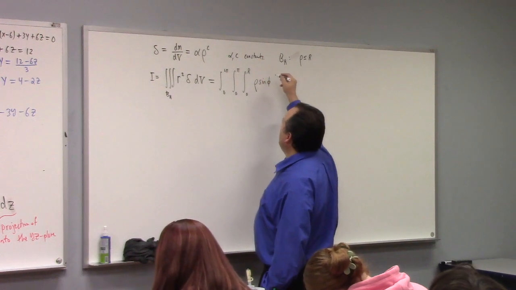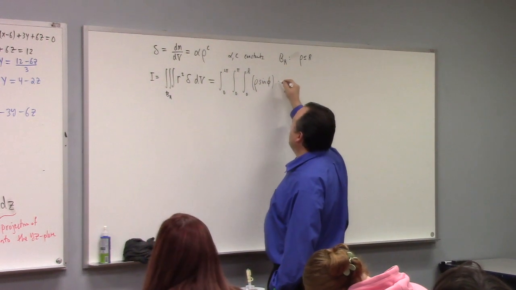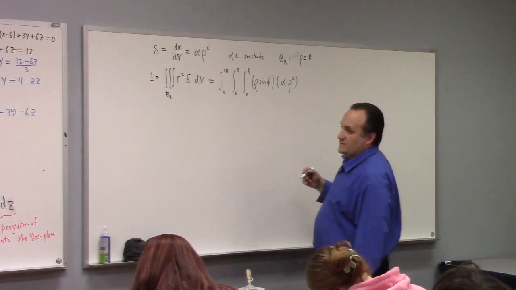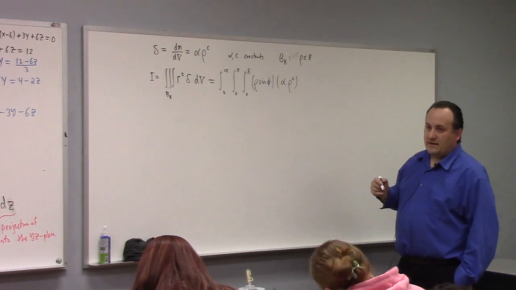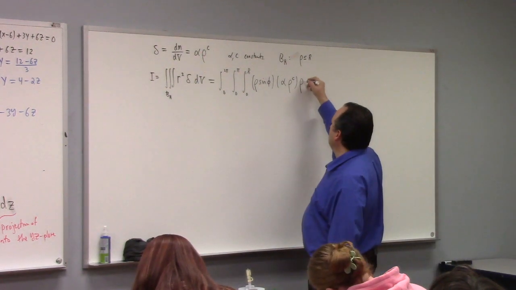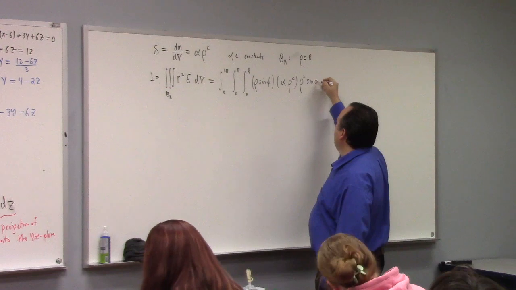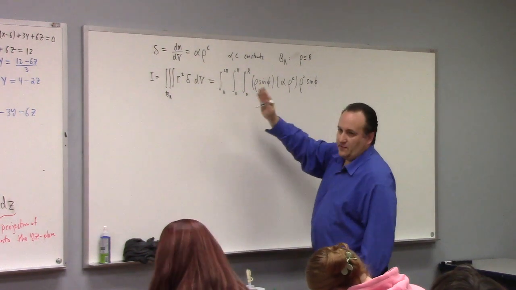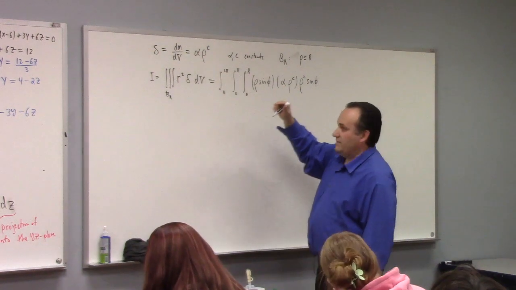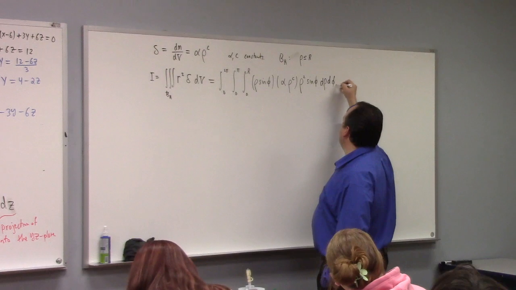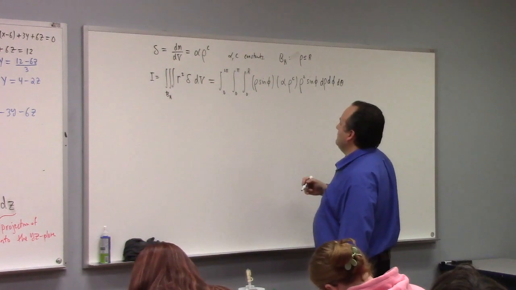And my delta is an interesting thing here. It's alpha times rho to the power c. A lot of times we've worked with delta just a constant, but not here. And my dV, well, we worked that out. That's rho squared sine phi. And now I have to be careful to mirror the ordering of my bounds, so I've got d rho, d phi, d theta.